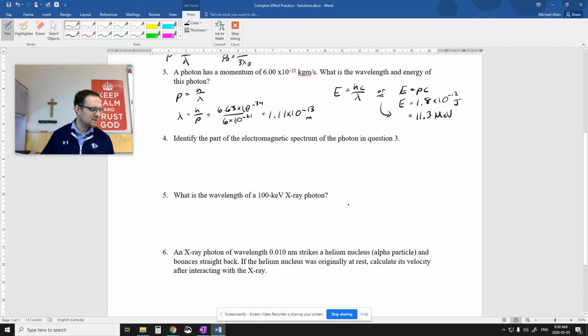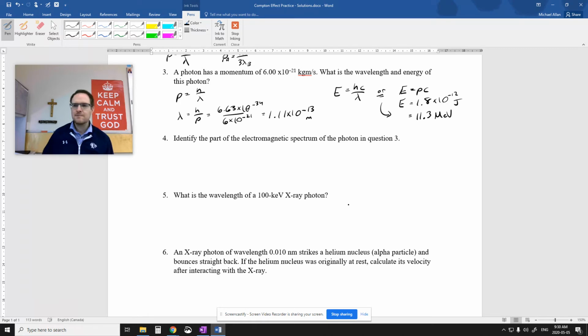And I'd be okay in that case, depending on which one you use. I don't care if you're off by 1 decimal place for these ones, because it's unavoidable sometimes. Identify the part of electromagnetism that this photon is.